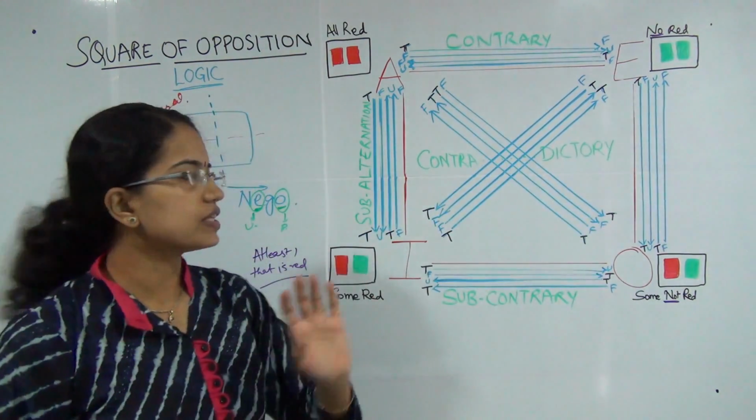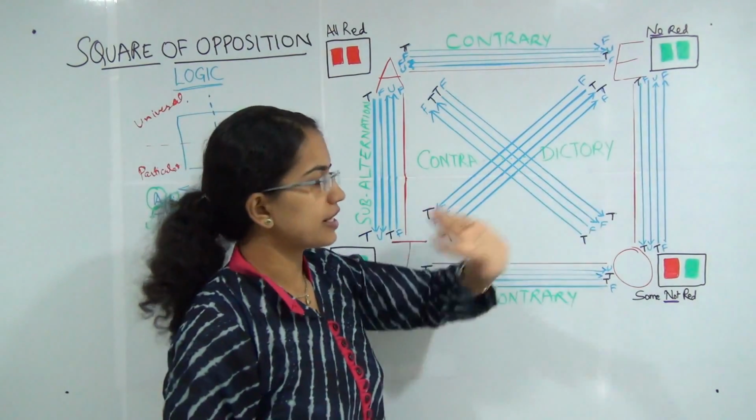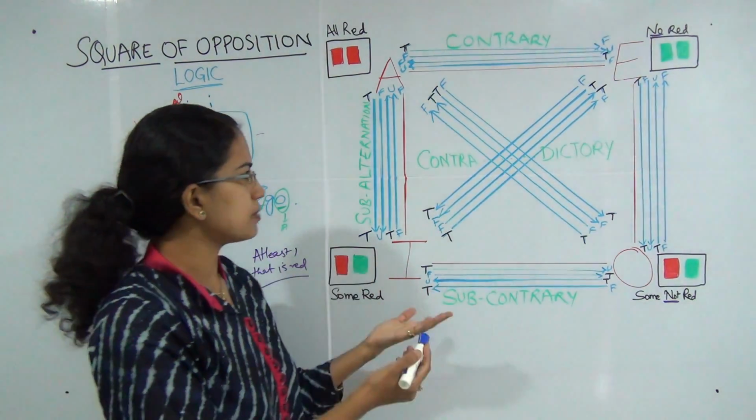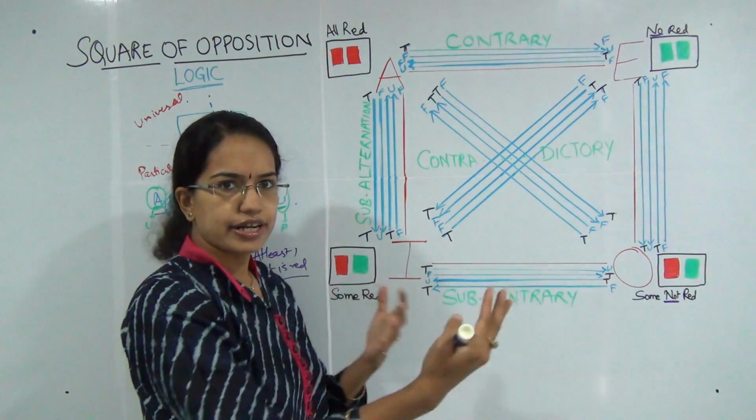So we'll start with the easiest one, that is contradictory. Contradictory, as the name proposes, is contradictory to one another.